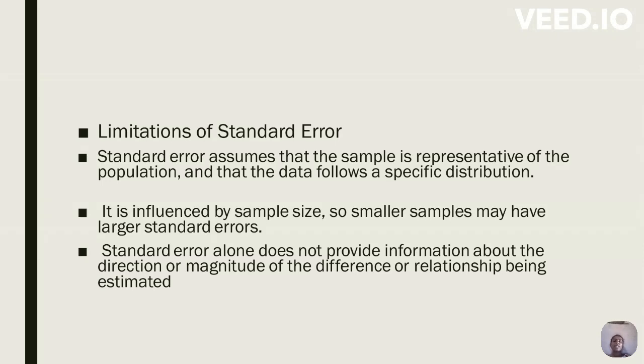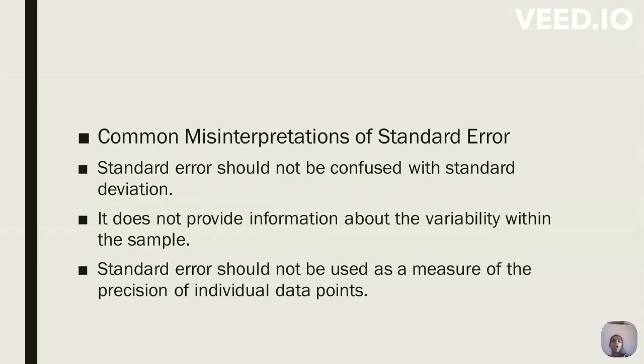Standard error assumes that the sample is representative of the population and that the data follows a specific distribution. It is influenced by sample size, so a smaller sample may have a larger standard error. Standard error alone does not provide information about the direction or magnitude of the difference or relationship being estimated.